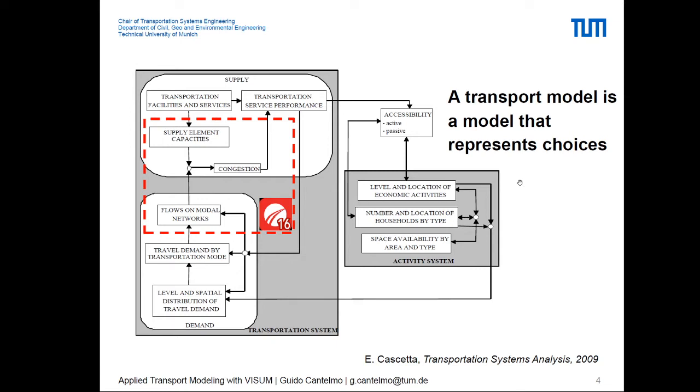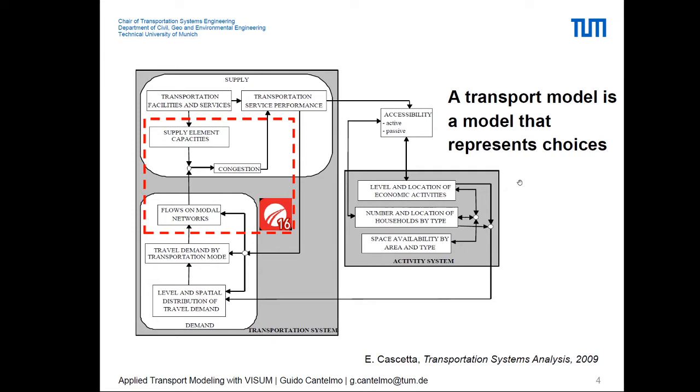The supply is influencing the level of service, which means how good our infrastructure is and how badly it performs when it's heavily congested. Then we have the demand, which is how many people are actually using this infrastructure and how they decide to move on this infrastructure. Do they decide to go with a car? Do they decide to go with public transport?